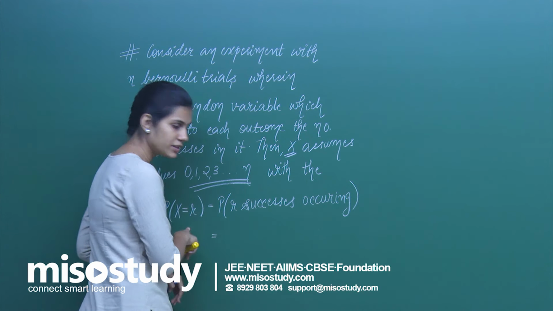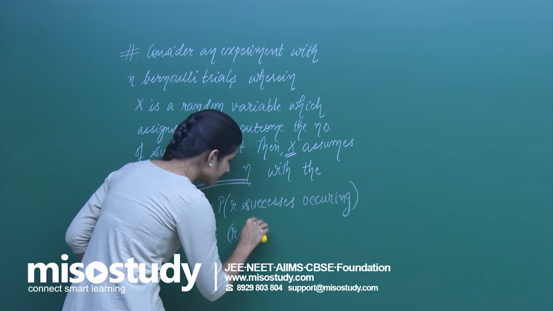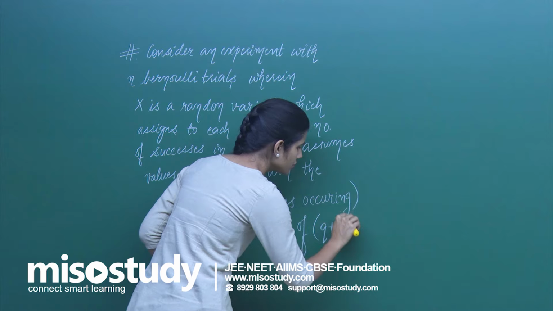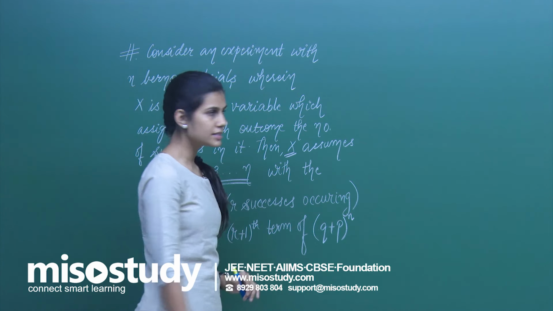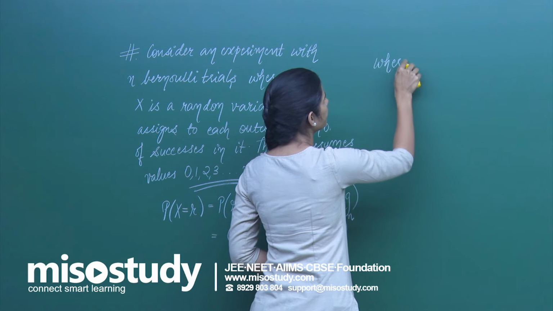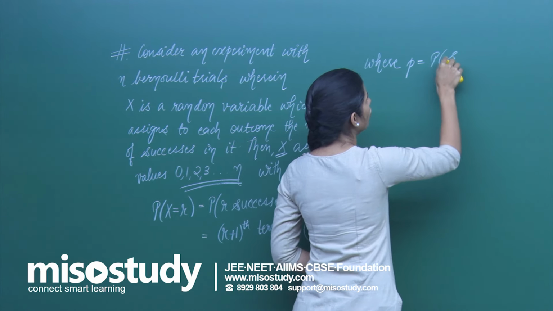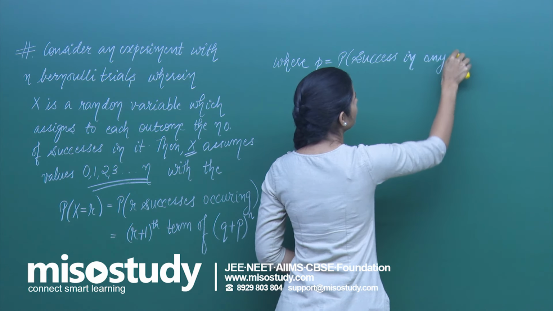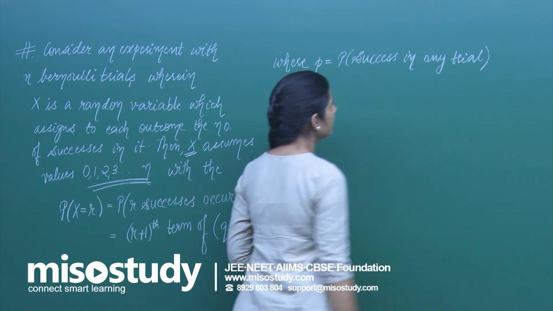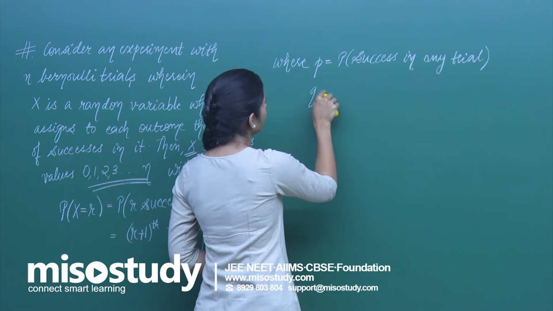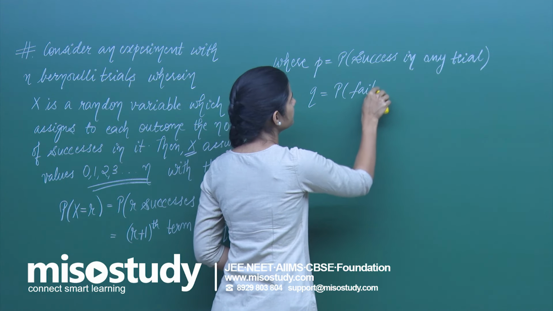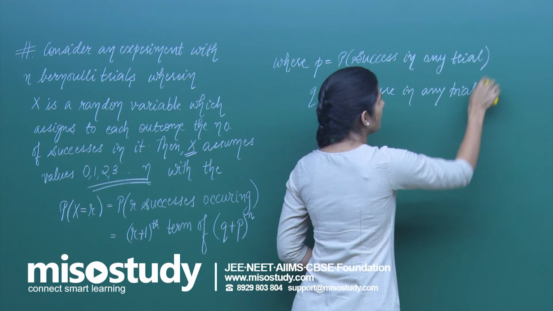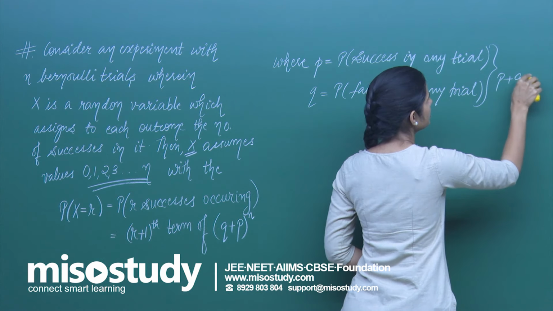So, what would this be? The (r plus 1)th term of (q plus p) to the power n, where n is the number of Bernoulli trials, p is the probability of success in any one trial, and q is the probability of failure in any trial. And therefore, from here you can clearly say p plus q is 1.